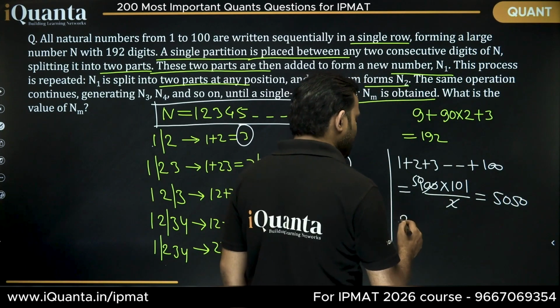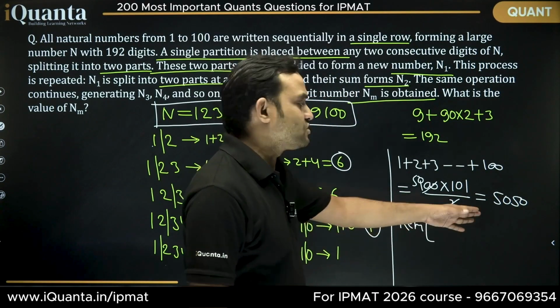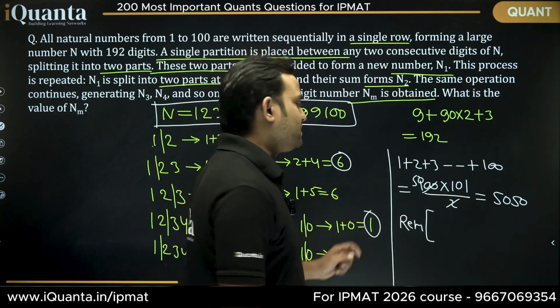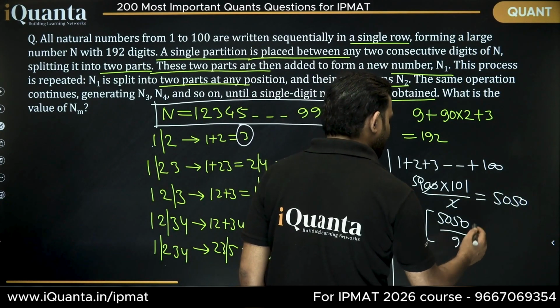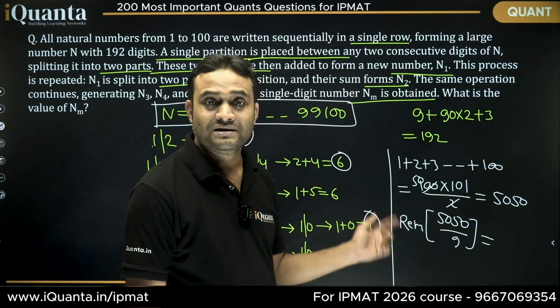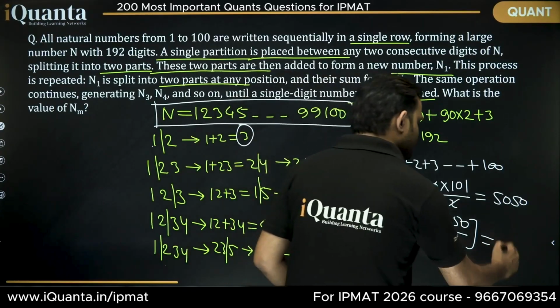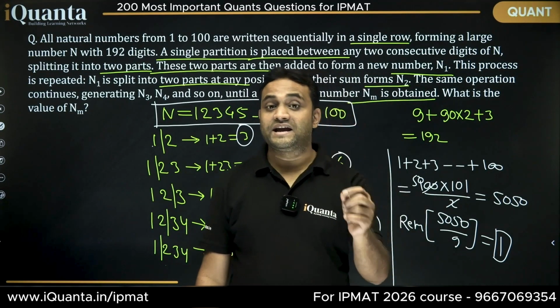So what is the remainder here? We can also add the digits of 5050, and still it will have the same result. So 5050 divided by 9 gives the same remainder as 5 plus 0 plus 5 plus 0, which is 10. Again, 1 plus 0 is 1. This is going to be our answer, that the single digit nm will be 1.